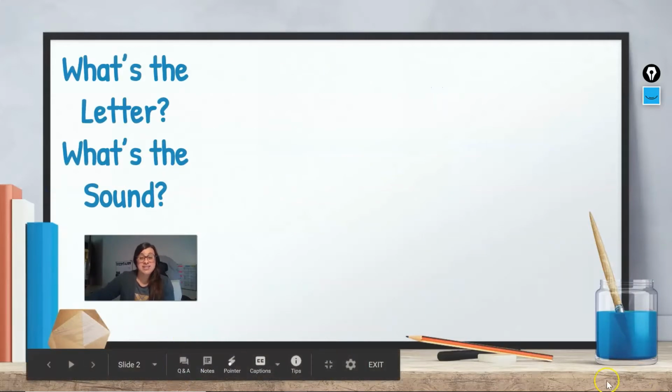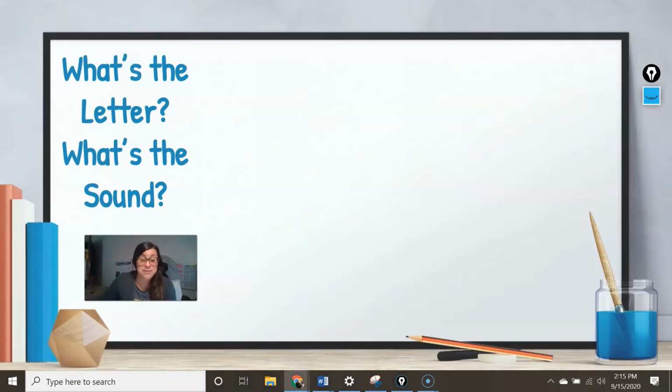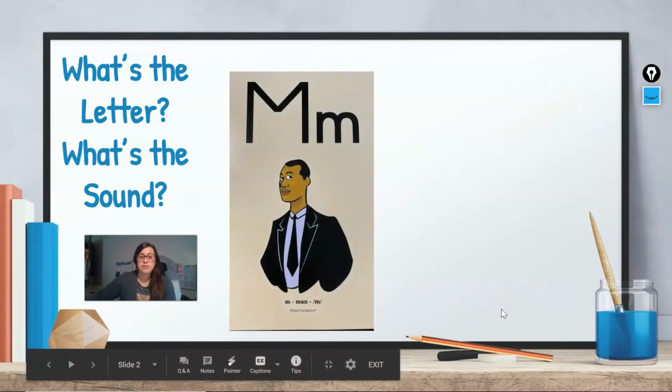We're going to first play What's the letter and what's the sound. There's going to be a letter that pops up on my screen. If you know the letter name and sound, I want you to whisper it into the screen and put your hand on your head. Your teachers may look out and pause the video and call on friends who have their hand on their head to tell them what the letter name and sound is. Are you ready? Get set. Your eyes are on the screen. What's the letter? What's the sound?